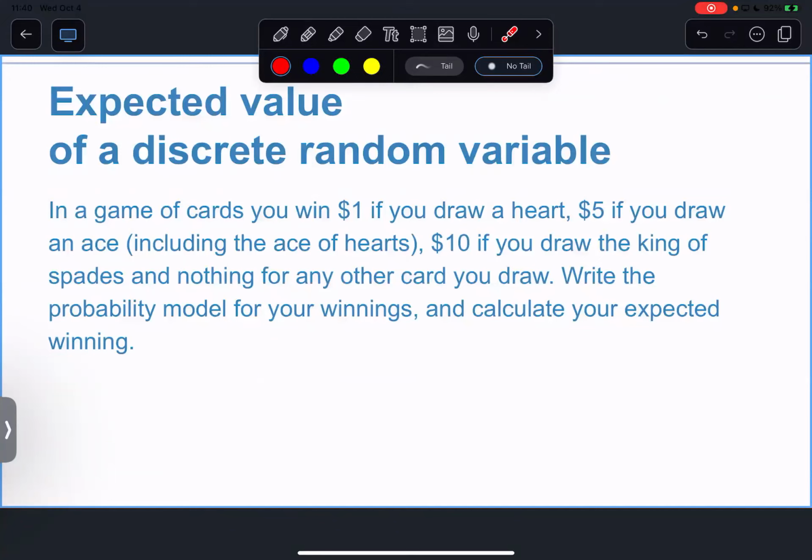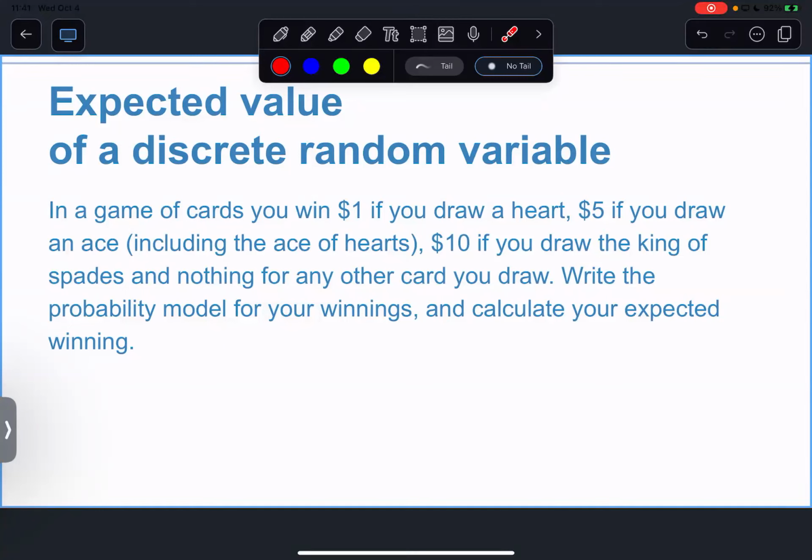Here, consider this. In a game of cards, you win $1 if you draw a heart, $5 if you draw an ace, including the ace of hearts. That's an option. $10 if you draw the king of spades, and nothing for any other card that you draw. Write the probability model for your winnings and calculate your expected winning.